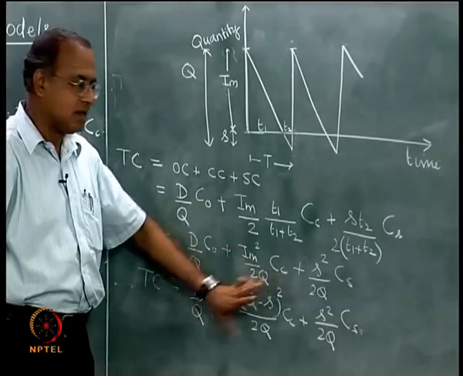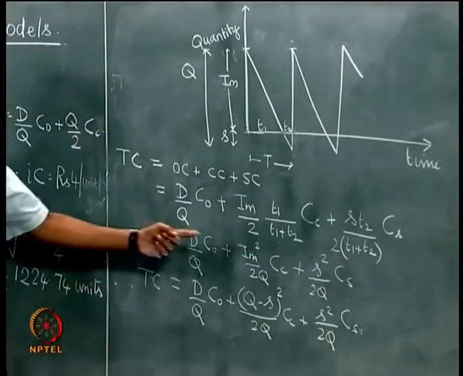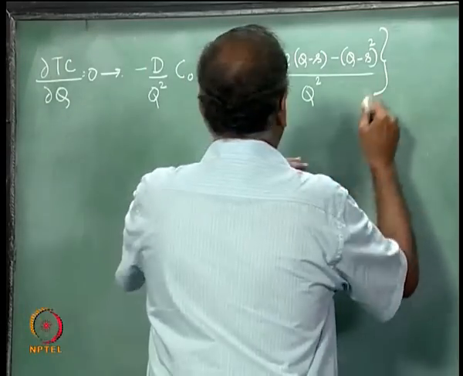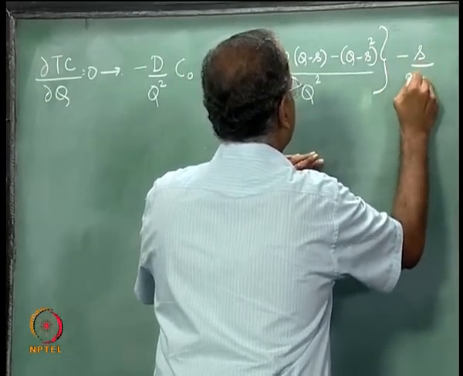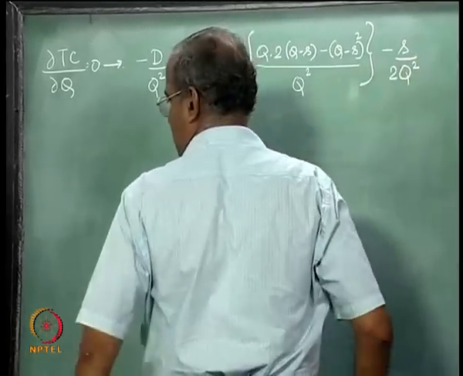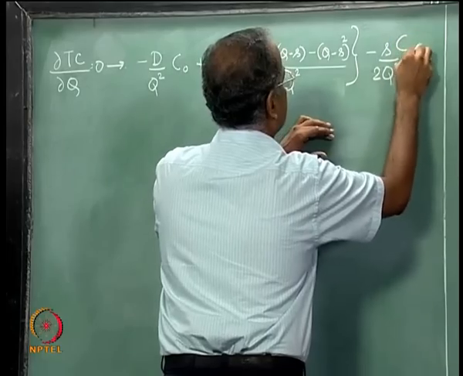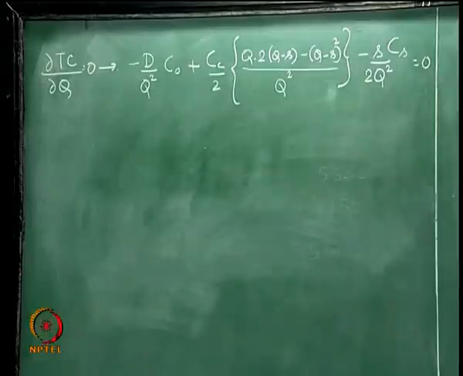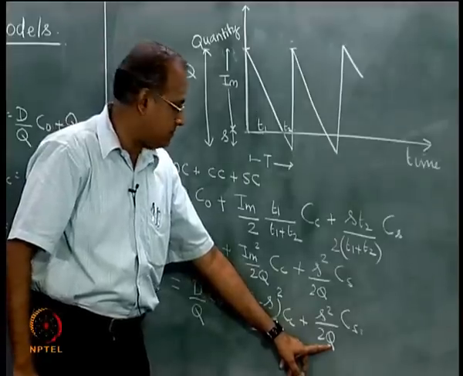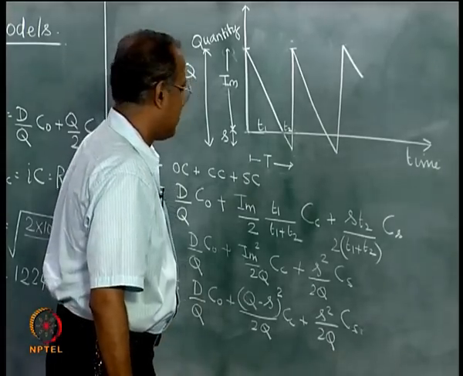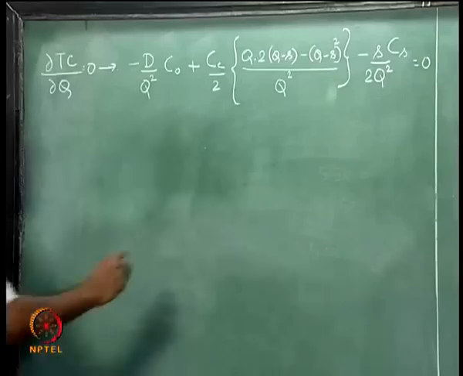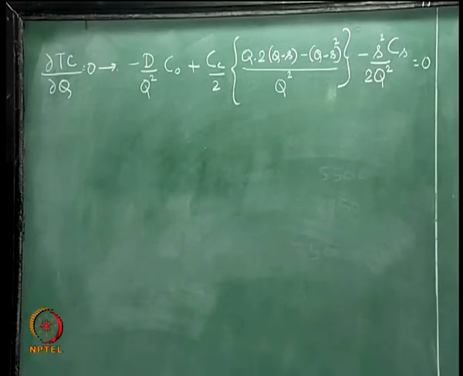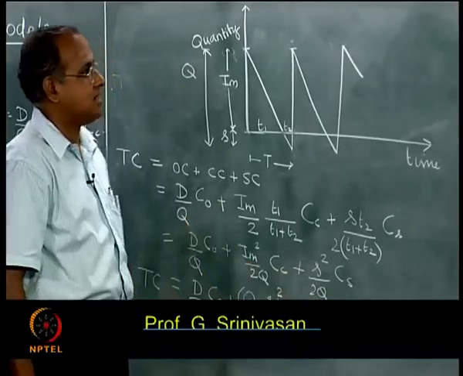this term. This term q appears only in the denominator, so it is easy to differentiate, minus s by 2 q square into Cs equal to 0. This q will give minus 1 by q square. So, minus 2 q square s square Cs be equal to 0, partially differentiating. So, s square will remain as s square Cs is 0.